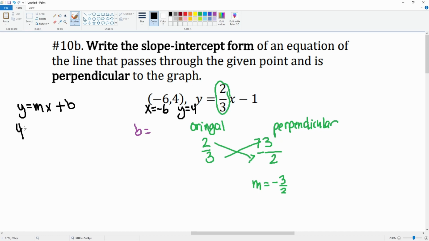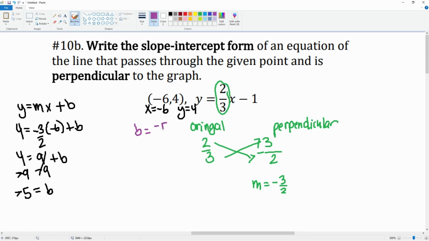Y was 4, so I plug in the numbers. M was -3/2. The x was -6 and plus b. Let's simplify this. -3 times -6, which is +18. 18 divided by 2, which is just a 9. Do that in the calculator if that's difficult. Subtract 9 from both sides, just cancel, leaving you with a -5 is equal to b. So that is the y-intercept here, -5.